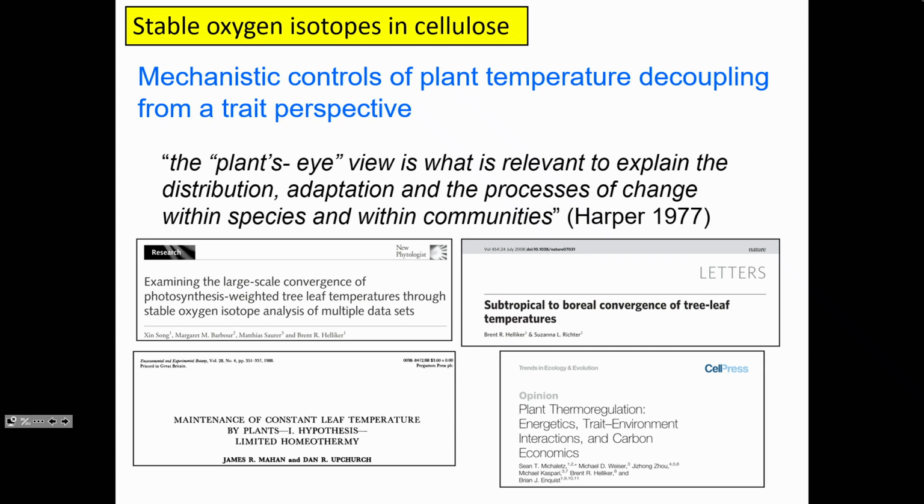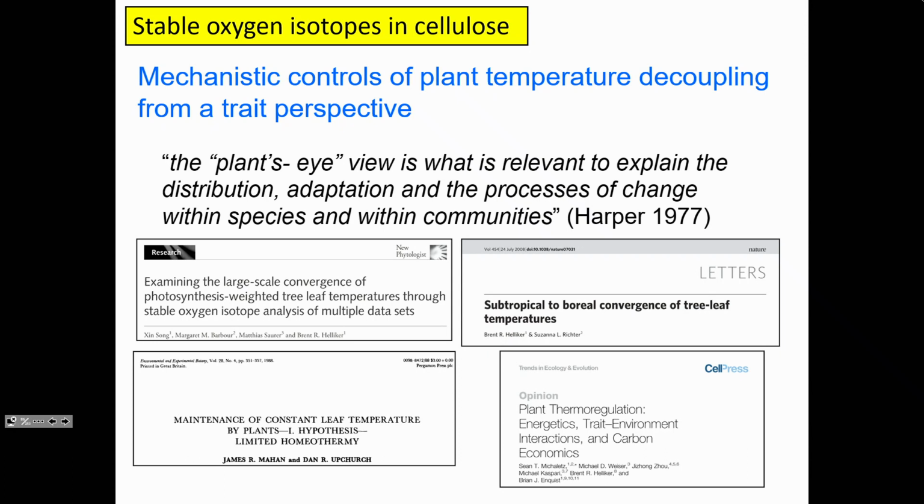We read those papers that were published by Chisong and Heliker, and they found out that plants are able to thermoregulate. They demonstrated it across the latitudinal gradient from tropics to the boreal zone, and they simply discovered that trees that are growing in tropics must cool down to reach the temperature around 20 degrees Celsius, and boreal tree species have to warm up. Can we see something similar in the Himalayan plants?